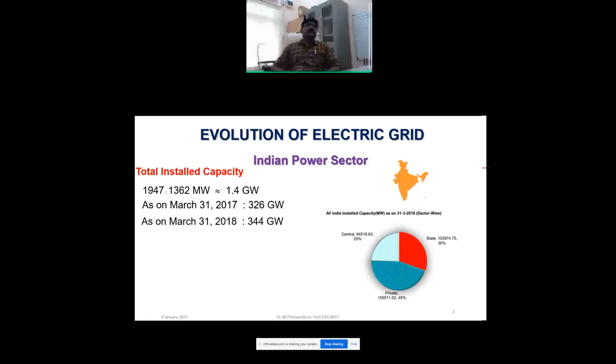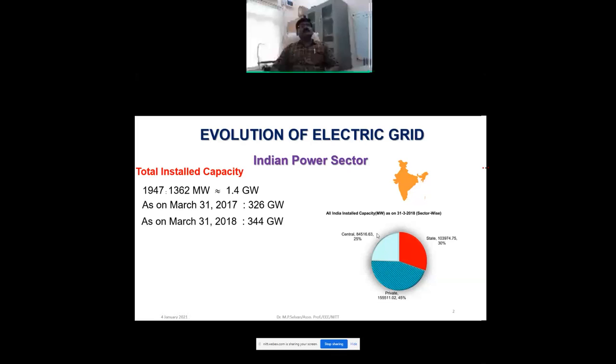Again, it was increasing. If you see 2018, the installed capacity was 344 gigawatt. And there was a share from a central power plant, state power plant, and private sector power plant among that 344 gigawatt. If we look at this pie chart shown here, you can see that the central sector shares 25% of the total installed capacity, state sector shares 30%, and private sector shares 45%.